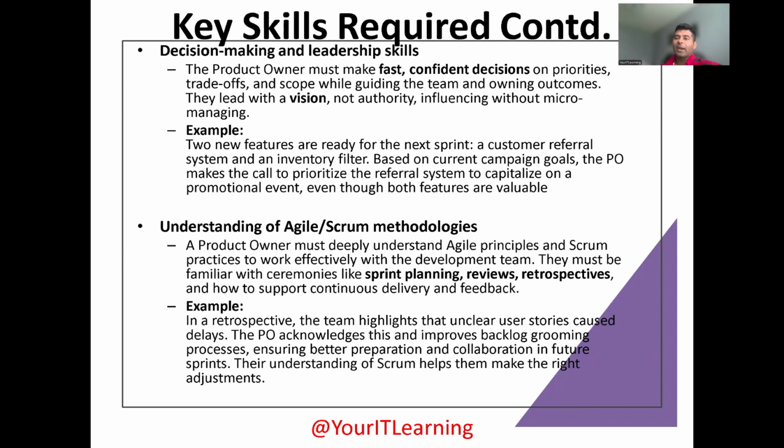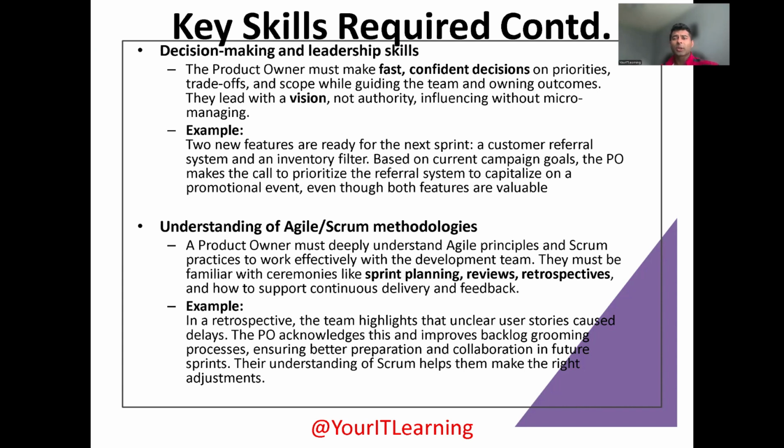Now, key skills required continued. So, decision making and leadership skills. The product owner must make fast, confident decisions on priorities, trade-offs, and the scope while guiding the team and owning outcomes. They lead with a vision, not authority, influencing without micromanaging. So, for example, two new features are ready for the next sprint: a customer referral system and an inventory filter. Based on the current campaign goals, the product owner makes the call to prioritize the referral system to capitalize on the promotion event, even though both features are valuable.